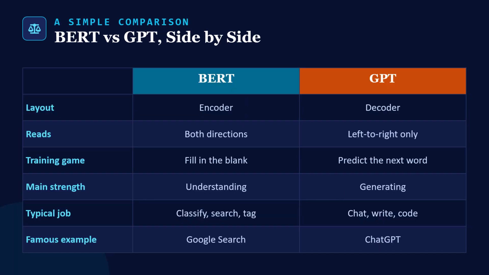Let us put them next to each other so it sticks. BERT is an encoder, GPT is a decoder. BERT reads both directions, GPT reads left to right only. BERT learns by filling in the blanks, GPT learns by predicting the next word. BERT's strength is understanding, GPT's is generating. You'll find BERT style models powering things like search. You'll find GPT style models powering chatbots. Same engine pointed at two different goals.